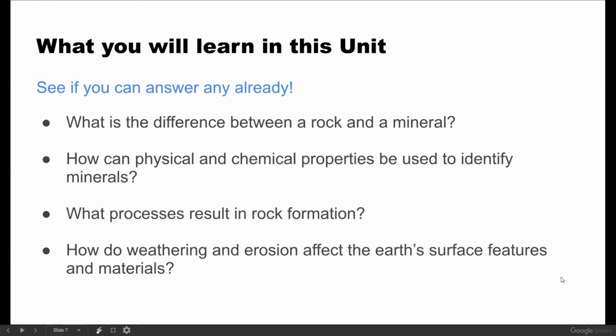Read through these questions. See if you can answer any of these already. You may be able to based on past units. What's the difference between a rock and a mineral? How can physical and chemical properties be used to identify minerals? What processes result in rock formation? How do weathering and erosion affect Earth's surface features and materials? You should have studied these types of things in middle school a little bit, so you may know some of this already, or a little bit about a few of these. But we're going to learn about all of them during this unit.